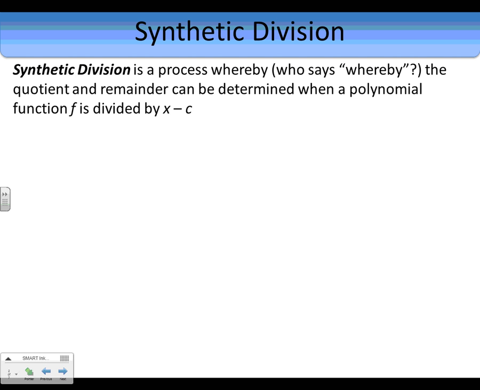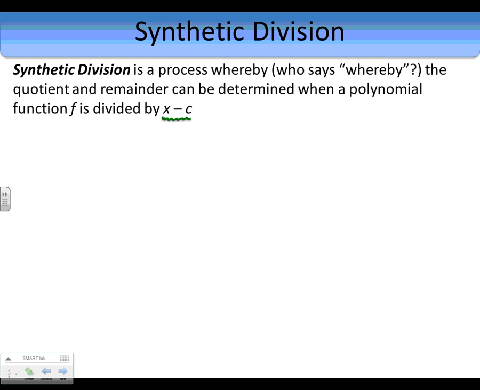The first thing that you need to know about synthetic division is that it's a process whereby, which by the way is a funny word, I thought so, the quotient and the remainder can be determined when a polynomial function f is divided by x minus c. So we're still dividing two polynomials. Our dividend, the polynomial that we're dividing up, can be any polynomial. However, the divisor, the polynomial we're dividing by, has to be in the form x minus c.